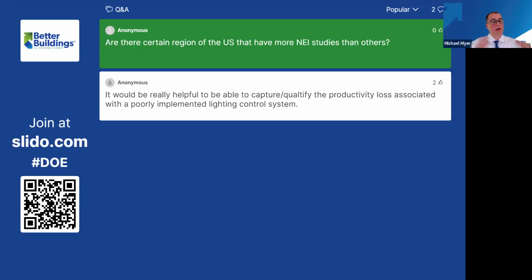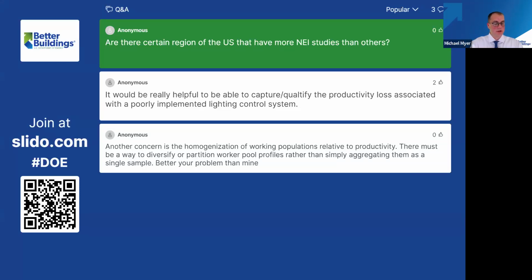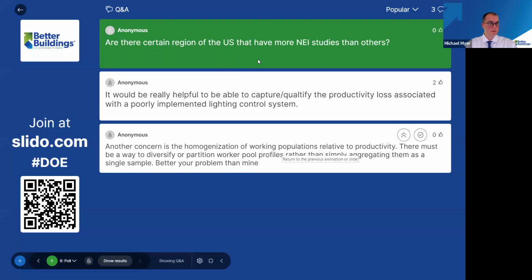There's a plethora of studies out there in the IEQ world that have looked at the benefits or the impacts of the non-energy impacts. The valuation is still the thing that's not standardized. So it would be really helpful to quantify the productivity loss associated with poorly implemented lighting control systems.